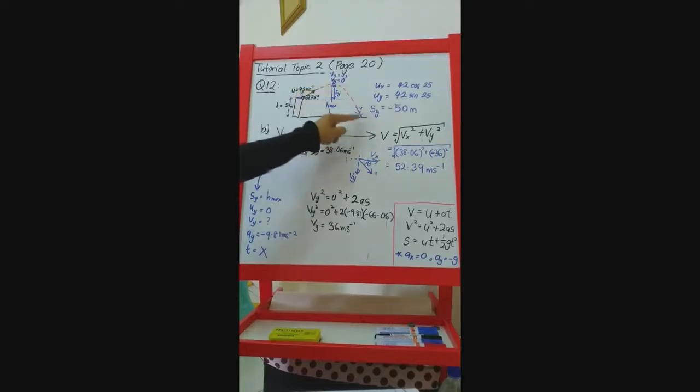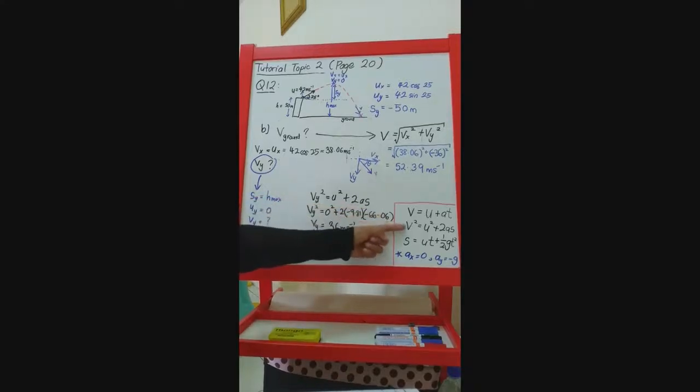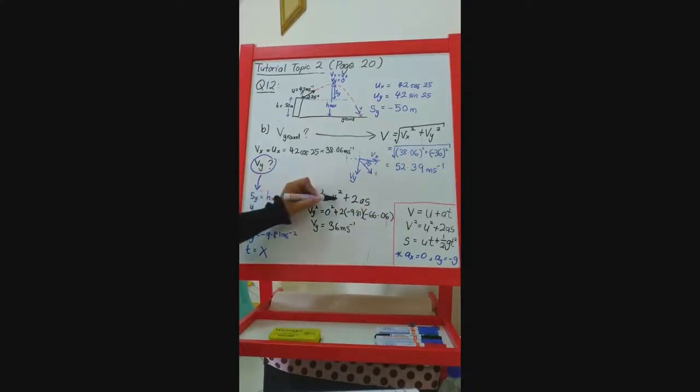Okay, Uy, Vy. Vy we want to find. Ay fixed, but you don't have any information regarding time. The most appropriate equation that I'm going to use based on the information that I have here is the second one here. V squared equals Uy squared plus 2 Ay Sy.